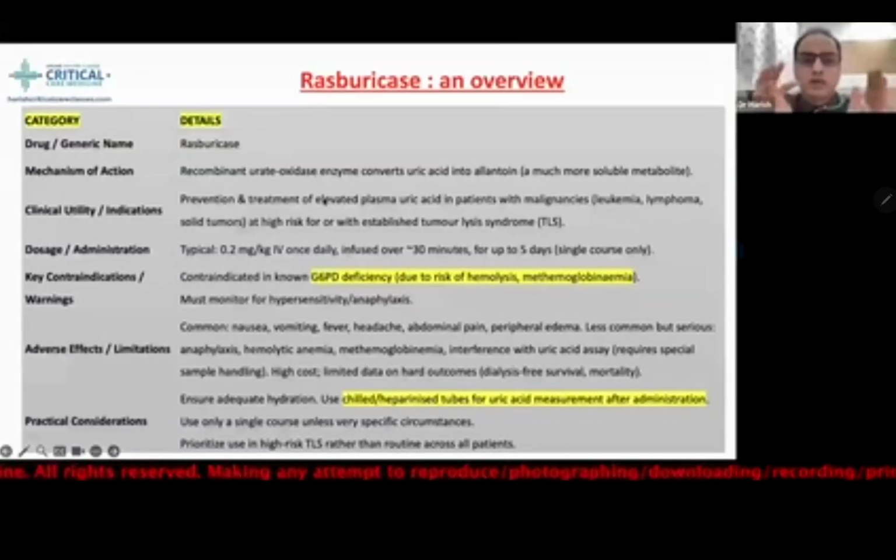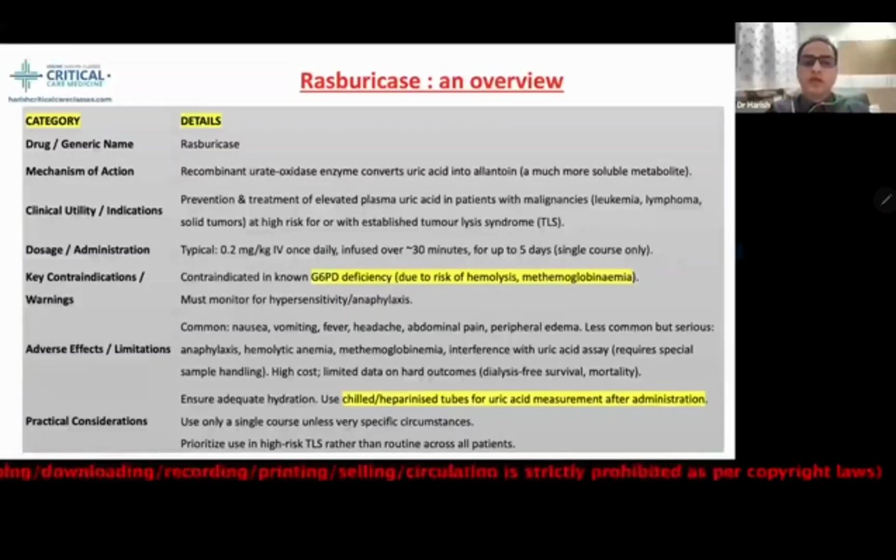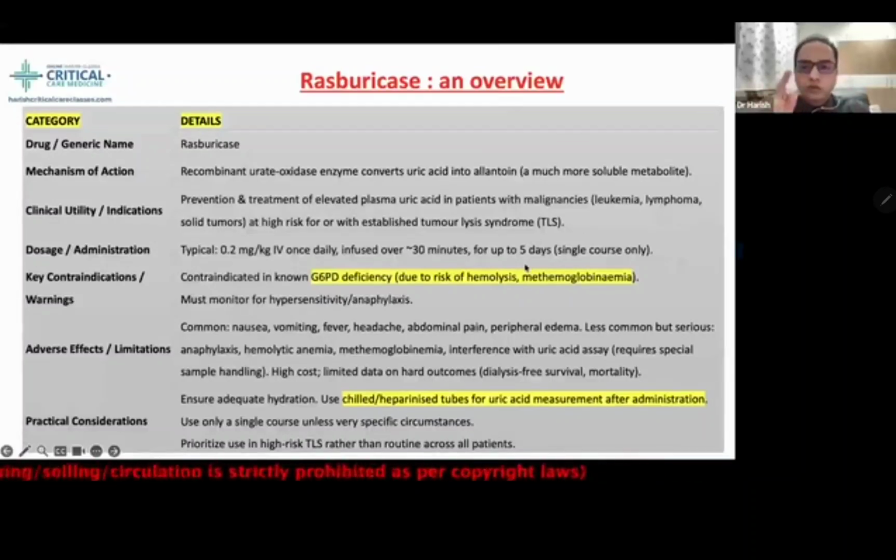So, at high risk for or with an established tumor lysis syndrome. Dosage is 0.15 to 0.2 milligram per kg IV once daily, infused over 30 minutes for up to 5 days. So single usage, single course only we can use.